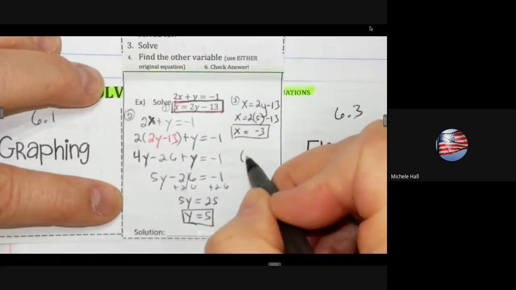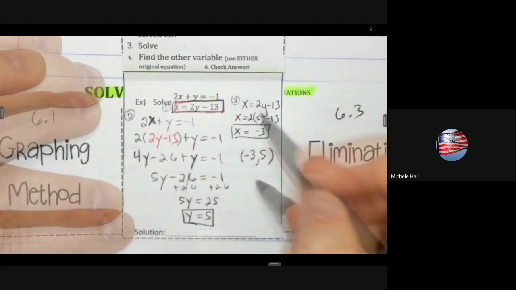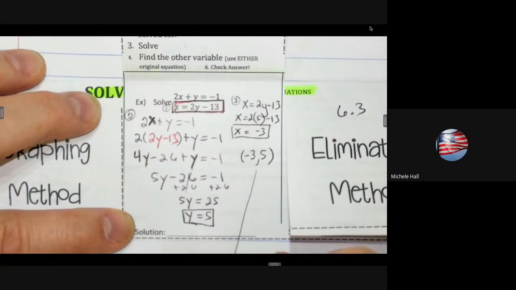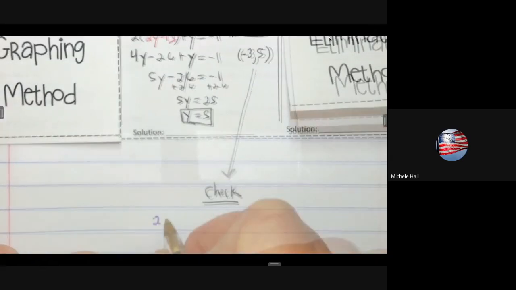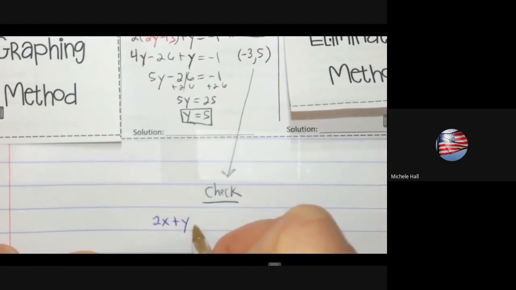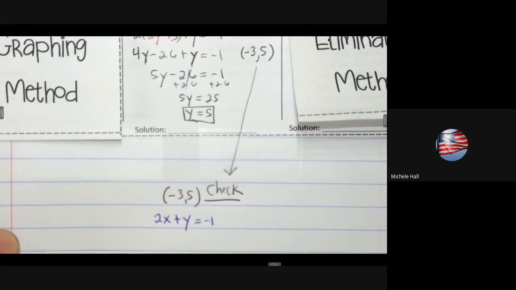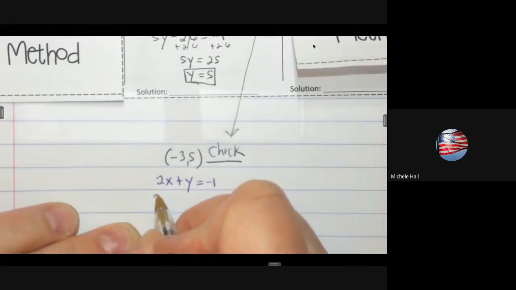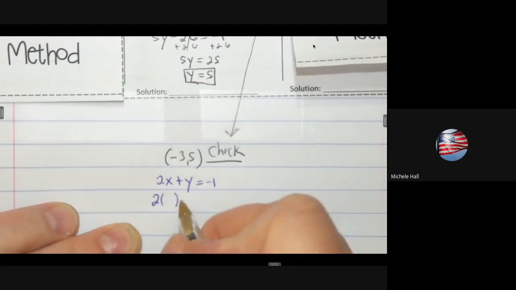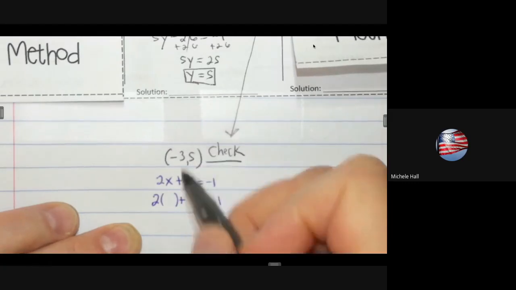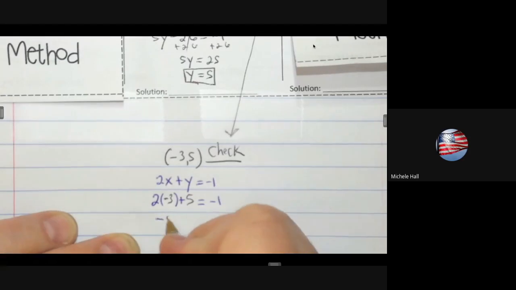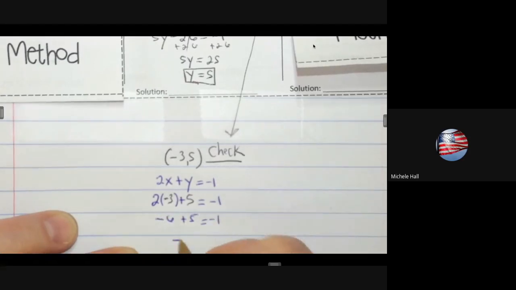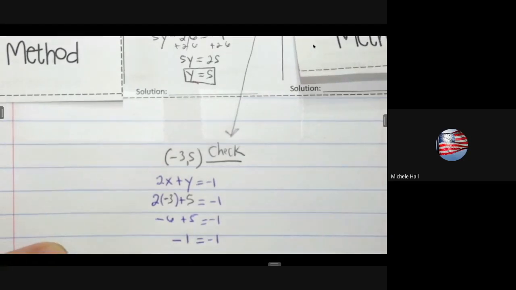My solution then would be when x is negative 3, y is 5. And I'm going to check. My first equation is 2x plus y equals negative 1. And we're going to check if negative 3, positive 5 is a solution. When x is negative 3, y is 5, we get negative 6 plus 5 equals negative 1. We get negative 1 equals negative 1. All right, that was the first equation.